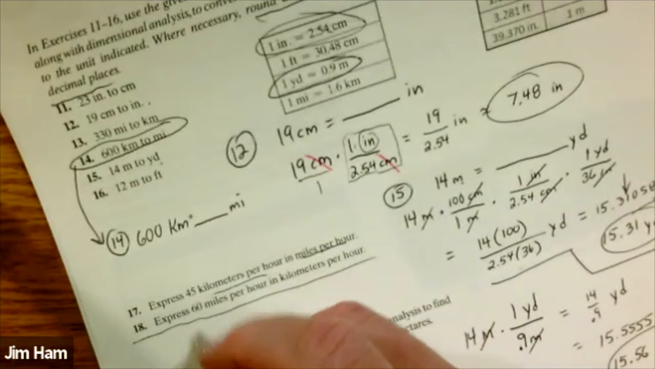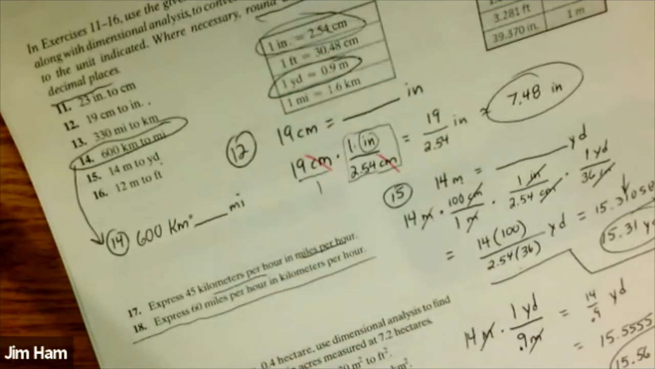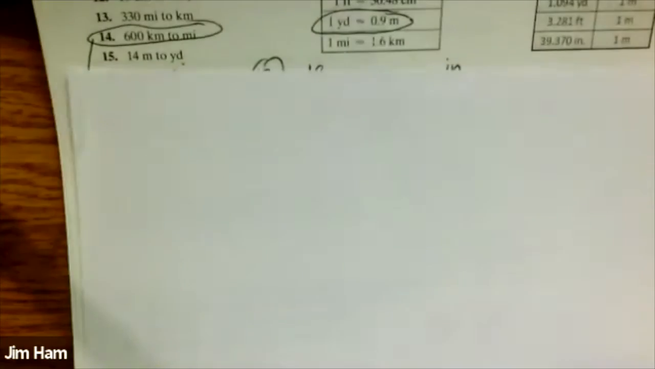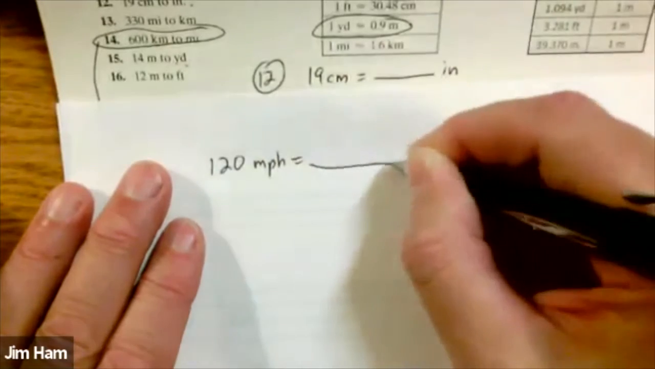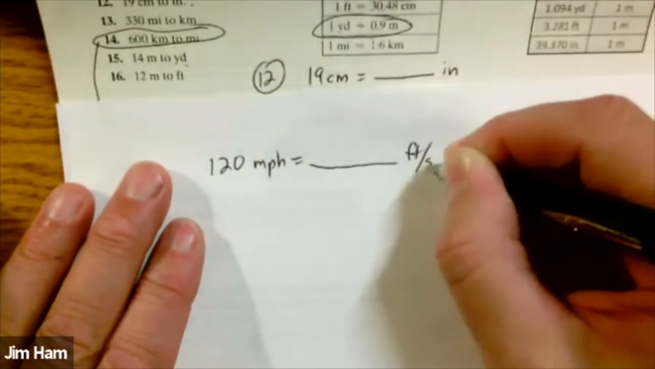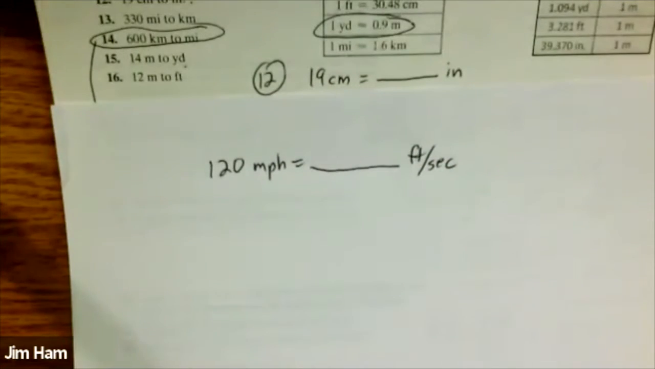The way that they measure bullets coming out of guns typically is in feet per second. So they don't talk about a bullet traveling at 700 miles an hour. They rather talk about projectiles as in feet per second. So here's a problem that we can try. Convert 120 miles per hour to so many feet per second. Feet per second. These are some common units that you'll see in a science course of some sort.